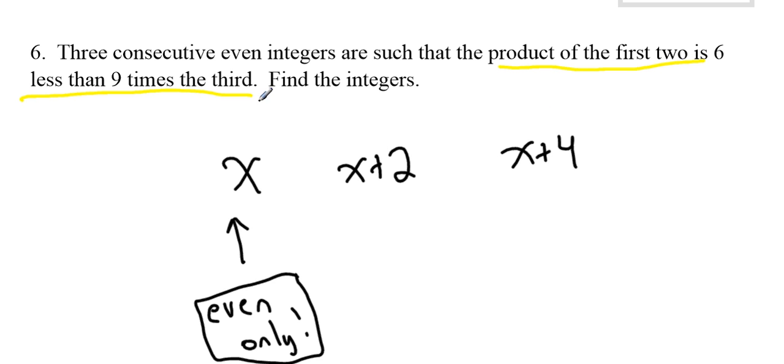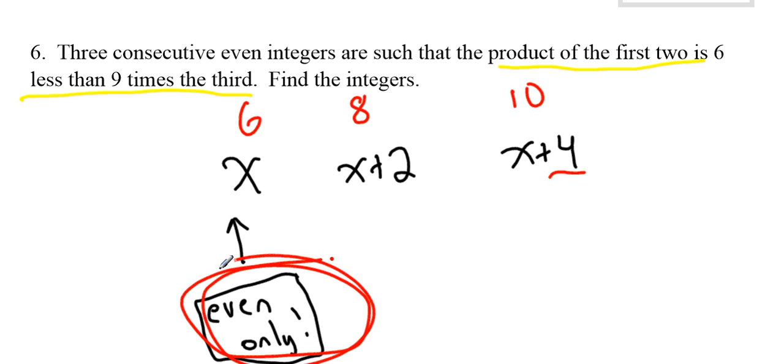So let me put another example up for you. See, if I start here, if I start with 6, if I add 2, I have my next even number. If I add 2 to that, I've got my next even number. So adding 2 to adding 2 is where add 4 comes from. So this is what three consecutive even integers are going to look like. And again, we have to include this little piece of information here, the fact that it must be even only.